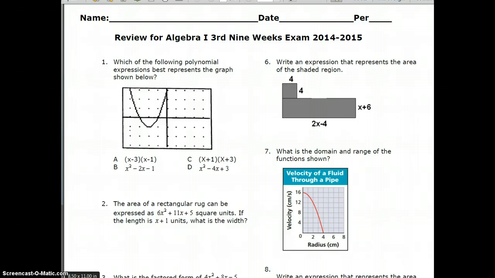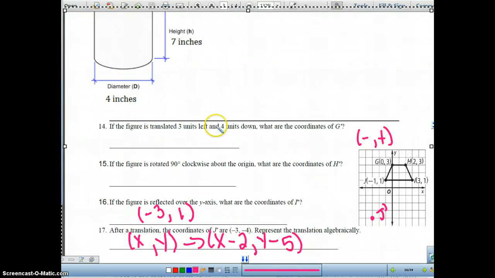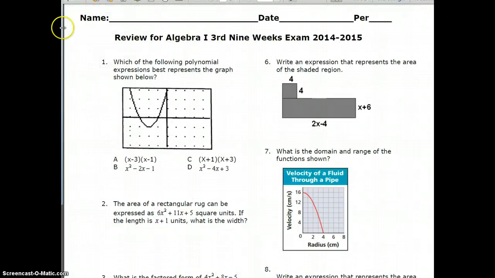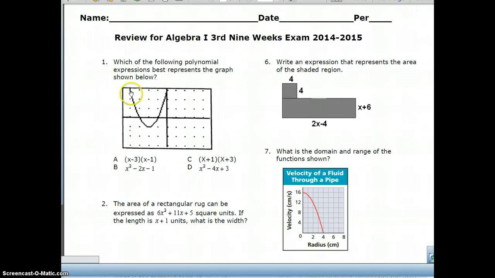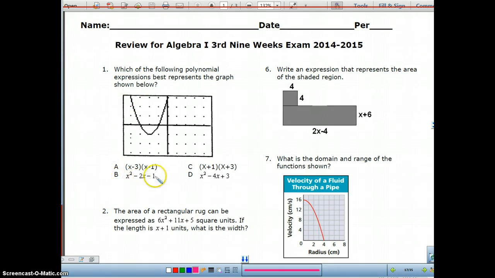What do you think we should do? Can we eliminate any answer choices right away? Yeah, I can see one right away I want to get rid of. What do you want to get rid of? You want to get rid of B? Why? Because the y-intercept is -1. Right, that's correct. So get rid of that one.